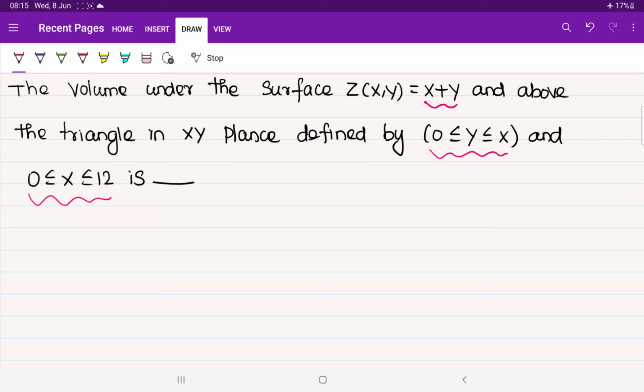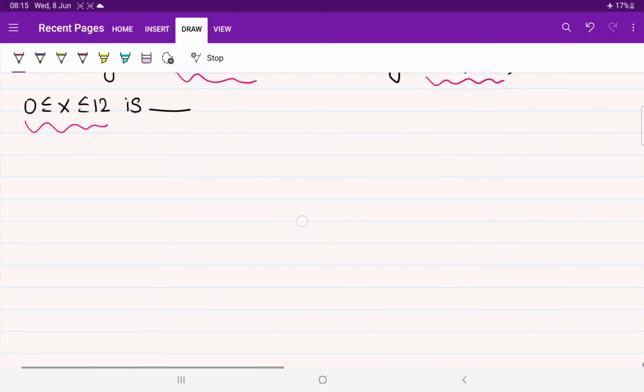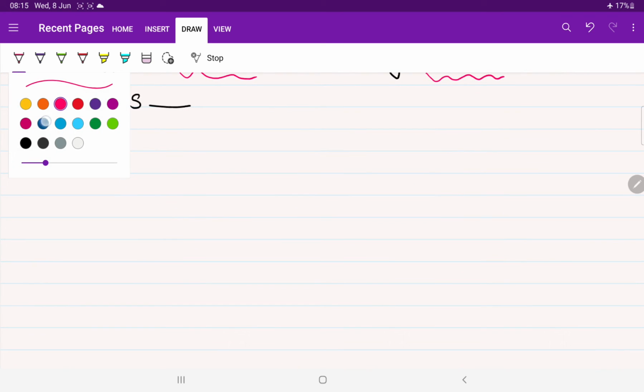See, if you observe the limits, only two limits were given. They told us that we are considering the volume under the surface and above the triangle in the xy plane. So we are trying to estimate the volume in terms of a double integral. Let us look into the solution for this function.